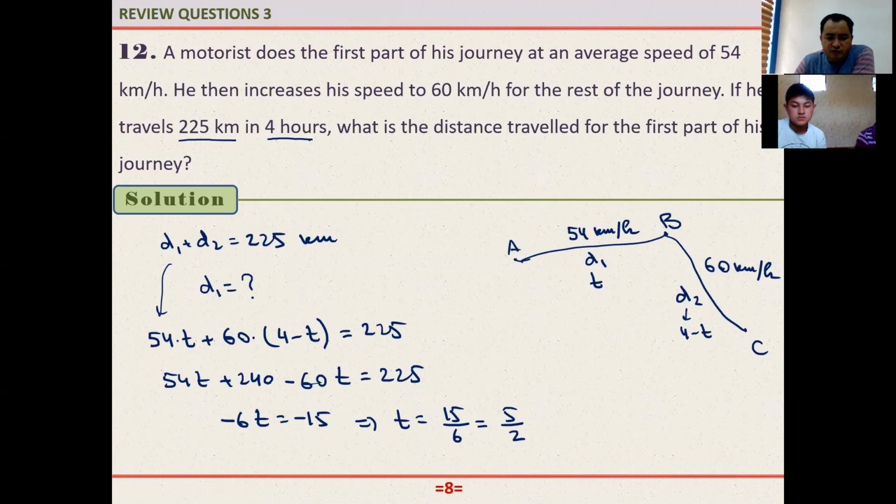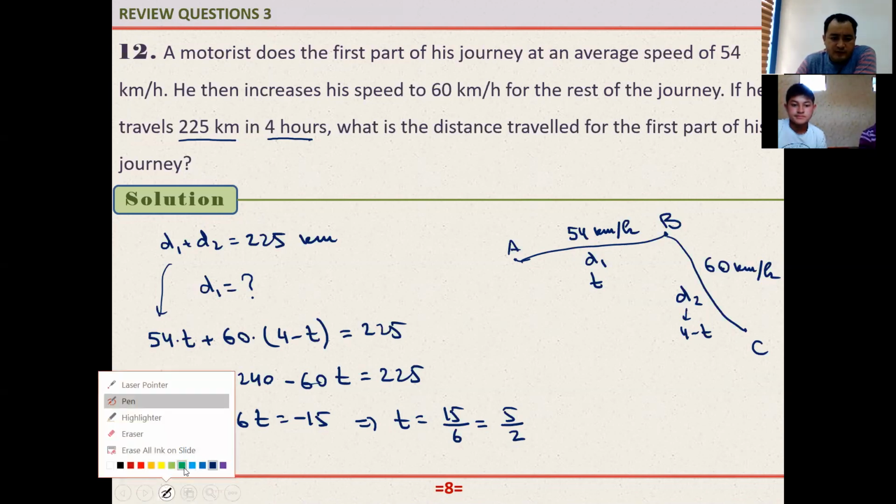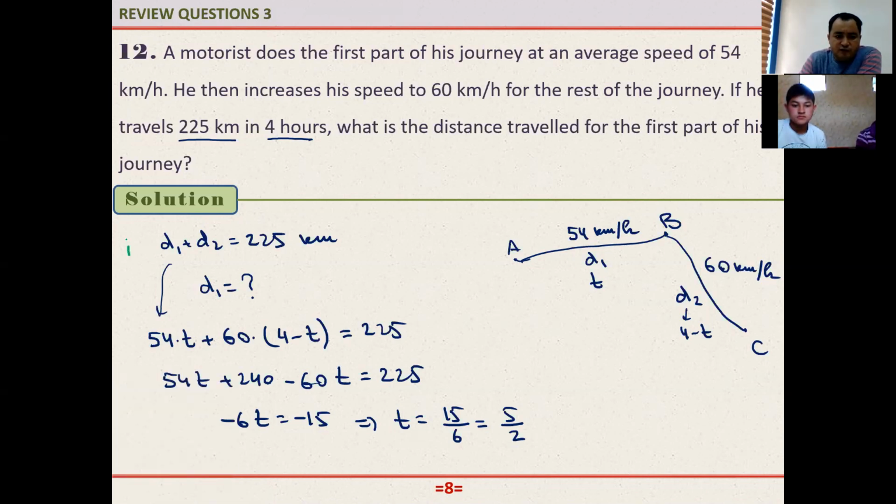Now, what is the question? We need to find D sub 1. So that is, let's say, the first step. Now I need to find D sub 1. What is D sub 1? D sub 1 is 54 times T. What is T? T here is 5 over 2. 54 times 5 over 2 is equal to 27 times 5, 135 kilometers. So the first part of the journey is 135 kilometers.